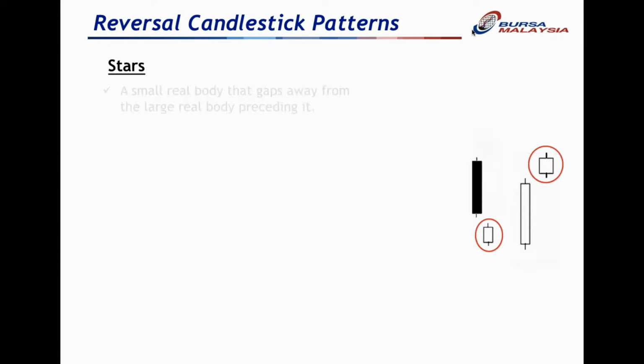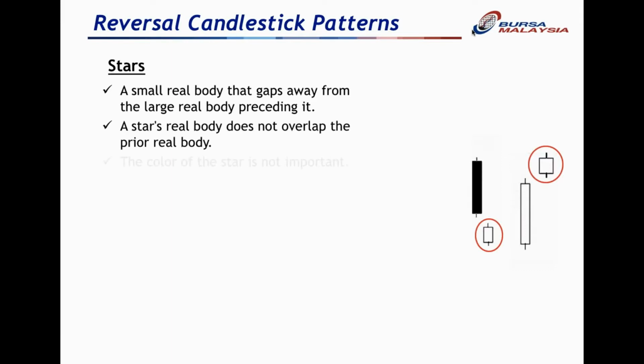So let's go to the next candlestick pattern, which is stars. Now what is a star? A star is like the diagram on the right. A star is a small real body that gaps away from the large real body preceding it. And the star's real body does not overlap with the prior real body. The color of the star is not really important, and the star is a reversal pattern. It represents a stalemate in the tug of war between the bulls and the bears.